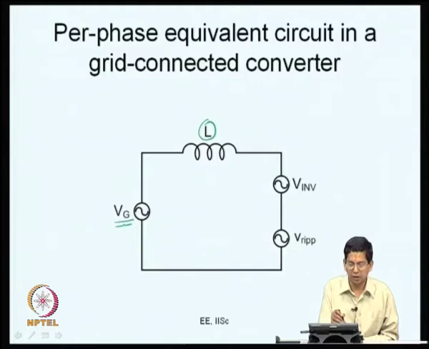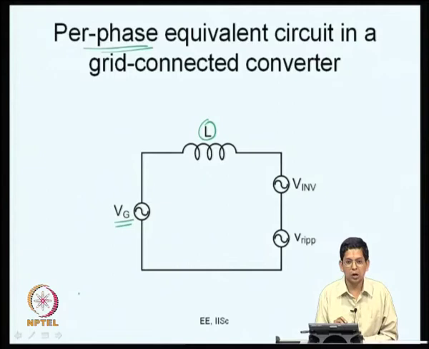Since they are balanced, we can consider a per phase equivalent circuit. So, now this is the sinusoidal voltage. Now, how about the inverter terminal voltage? The inverter terminal voltage has a sinusoidal component, a fundamental component, plus also a lot of harmonics. So, let me give the fundamental component the name V inverter, and all the harmonics added up constitute this V ripple. So, this is sinusoidal and this is the sum of several harmonics and it is non-sinusoidal. This is the per phase equivalent circuit for a grid connected converter now.